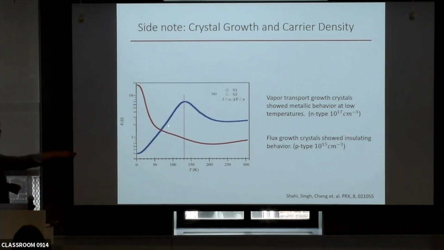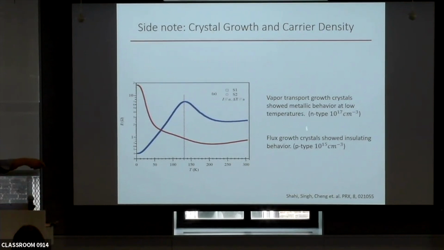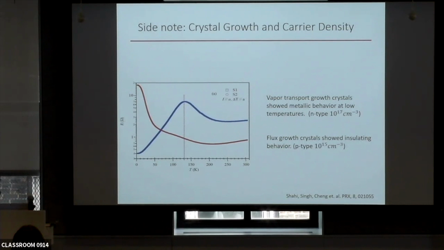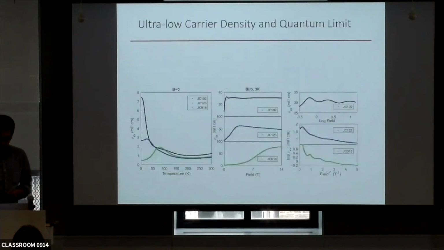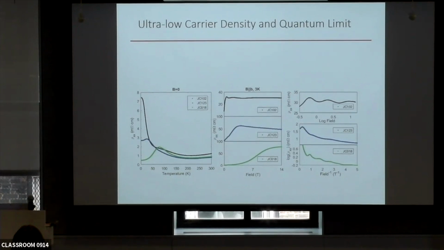It turns out that the CVT sample has like a 10 or 5% Hofstadter matrix, so it's heavily doped with a carrier density of about 10 to the 17, whereas the red curve gives you a carrier density of about 10 to the 15. So we've been doing all kinds of crystal growth, and then reducing the carrier density by optimizing the crystal growth recipe.